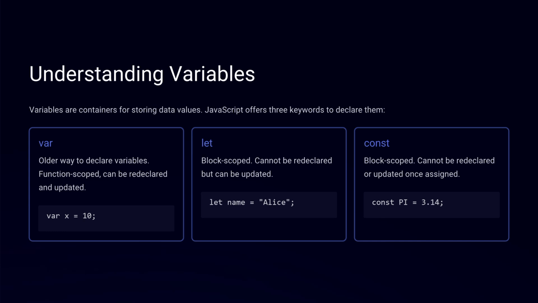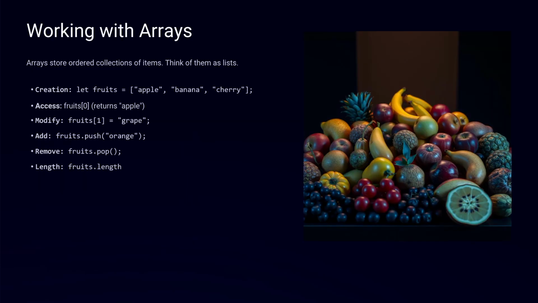Working with arrays. Arrays can store an ordered collection of items. Think of them as lists. Creation: let fruits = ["apple", "banana", "cherry"]. Access: fruits[0] gives apple. Modify: fruits[1] = "grape". Add: fruits.push("orange"). Remove: fruits.pop(). And lastly, length: fruits.length. Arrays are powerful because they can hold numbers, strings, or even other arrays.